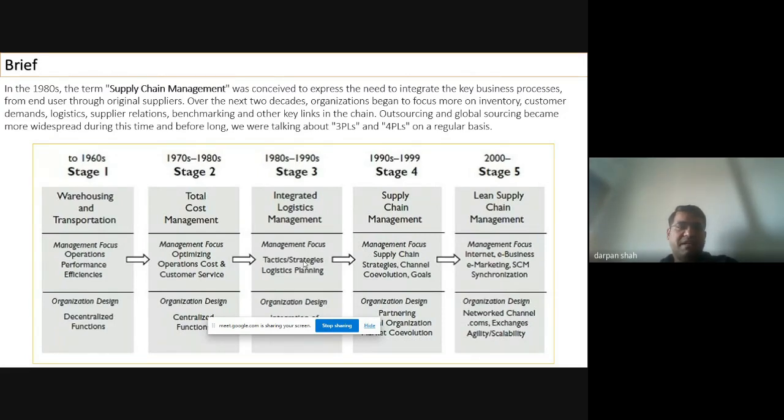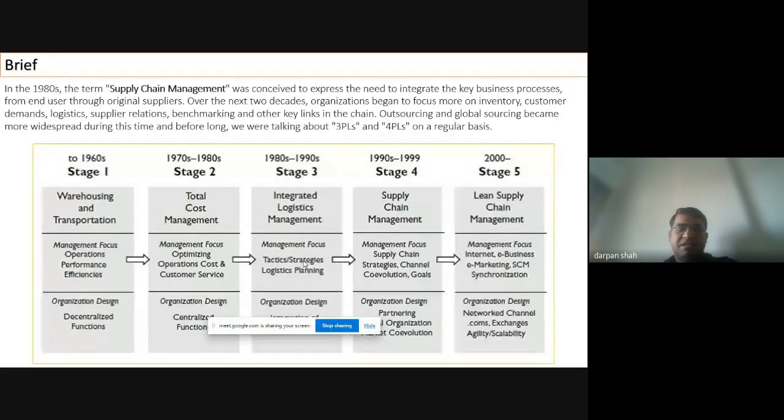So as you can see, from the 1960s, the overall supply chain has evolved in broadly 5 stages. First, we started with warehousing and transportation, where the management focus was more on operations, performance, and efficiencies. After that, in the 1970s and 1980s, total cost management came into the picture, and the management focus shifted to optimizing the operations curve and customer service.